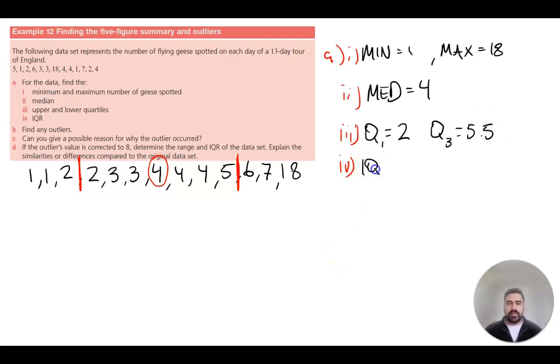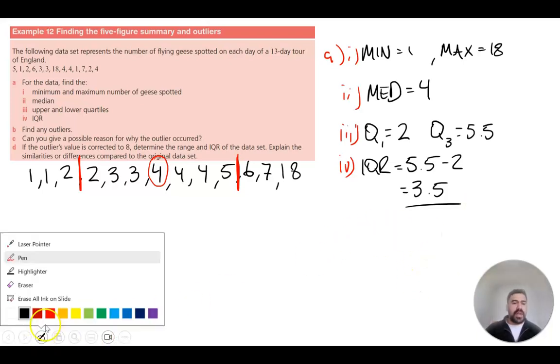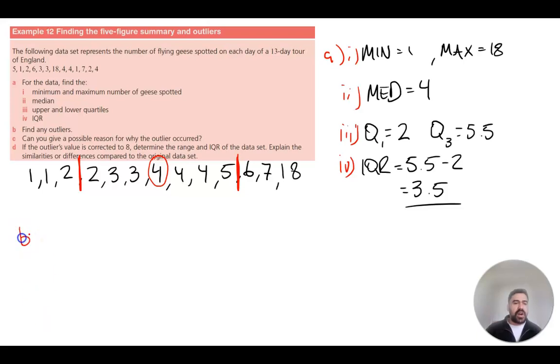IQR, the difference between the two, which is equal to 3.5. So our middle range varies 3.5 units. Now, B is asking to find any outliers. So I'm expecting that this number here, 18, is considered an outlier. Now, how we do this is, even though it's a high number, we still have to make sure that these low numbers are considered outliers as well.